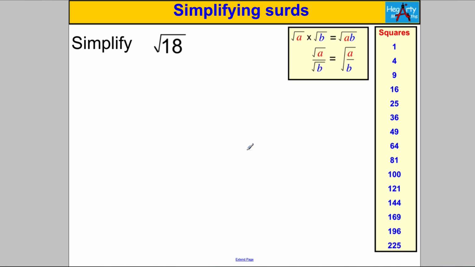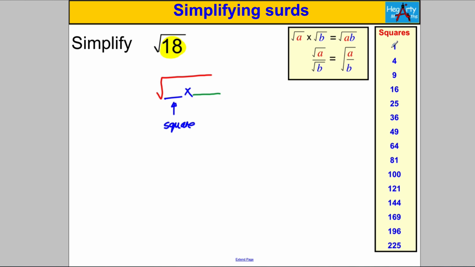It's a slightly different technique to simplifying fractions, but the principle is the same, that you must simplify where you can. What you do is you look at the number underneath the square root sign, 18, and you ask yourself, can you write 18 as a number multiplied by a square number? So can you write 18 as two numbers multiplied together, one number here and another number here, where one of the numbers is one of the square numbers? Can you write it in that form?